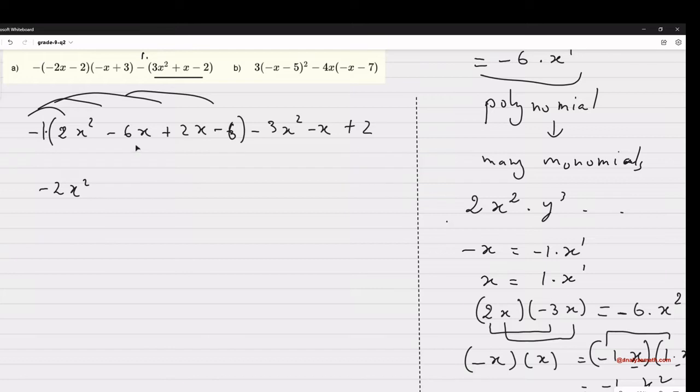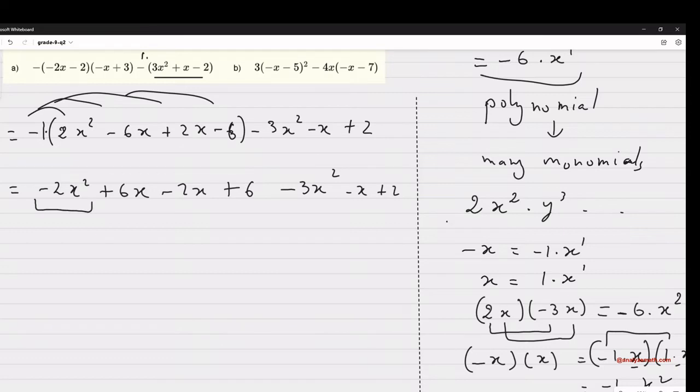Negative 1 and negative 6x plus 6x. Negative 1 and multiply by 2x, negative 2x. And then negative 1 by negative 6, that's plus 6, minus 3x², minus x plus 2. Now we group. There is an equal sign here, of course. So we group.